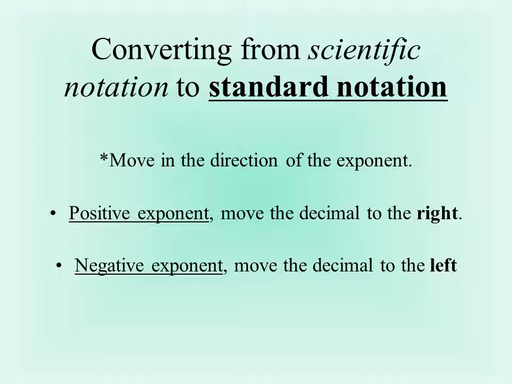Now, if we wanted to convert scientific notation back to standard, you move in the direction of the exponent. If it's a positive exponent, you move the decimal to the right. If it's a negative exponent, you would move your decimal to the left.